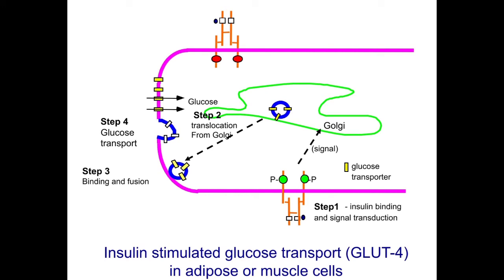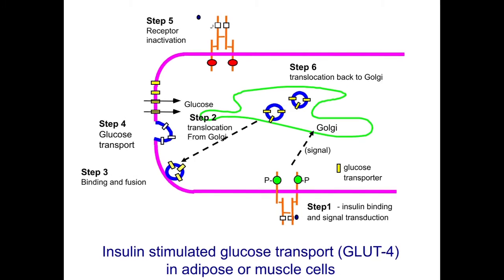When insulin dissociates, its effects are terminated. Okay? And that's really done by dephosphorylation of the receptor eventually, and that terminates its effects. Dissociation of insulin and dephosphorylation of the receptor.